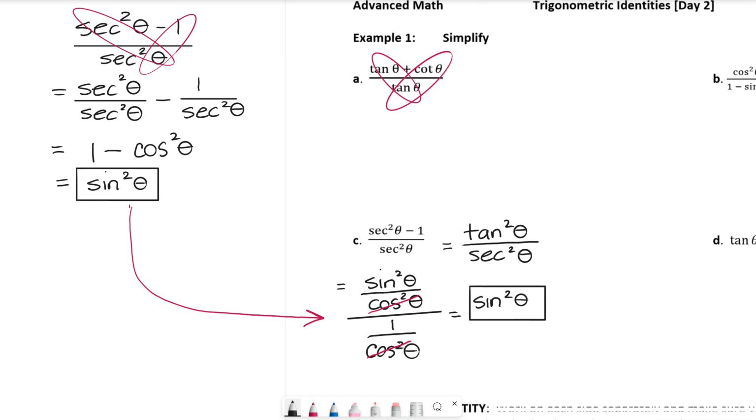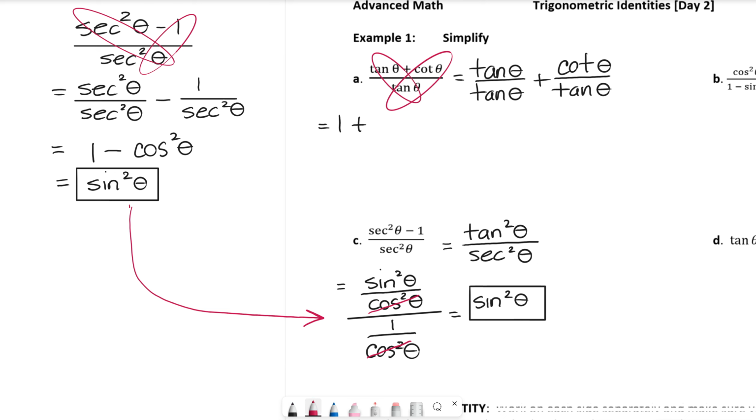Okay, so let's see if you broke that up. So tangent over tangent theta plus cotangent theta over tangent theta. Well, tangent theta over tangent theta is just a 1. Cotangent theta, well, there's so many ways you could rewrite this.